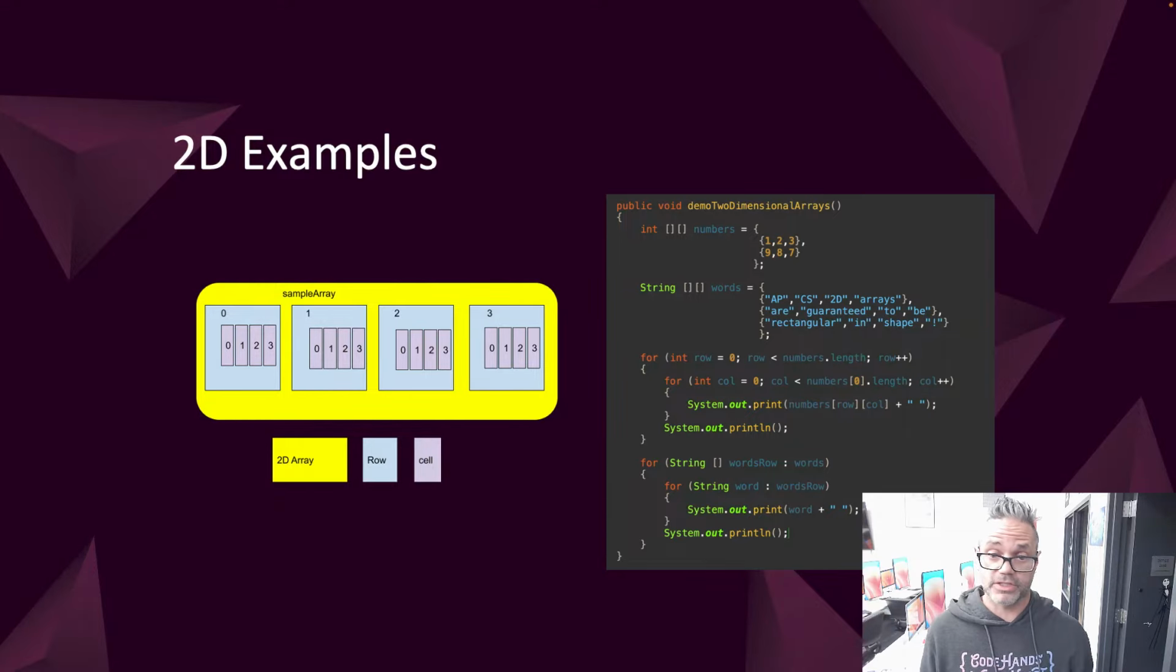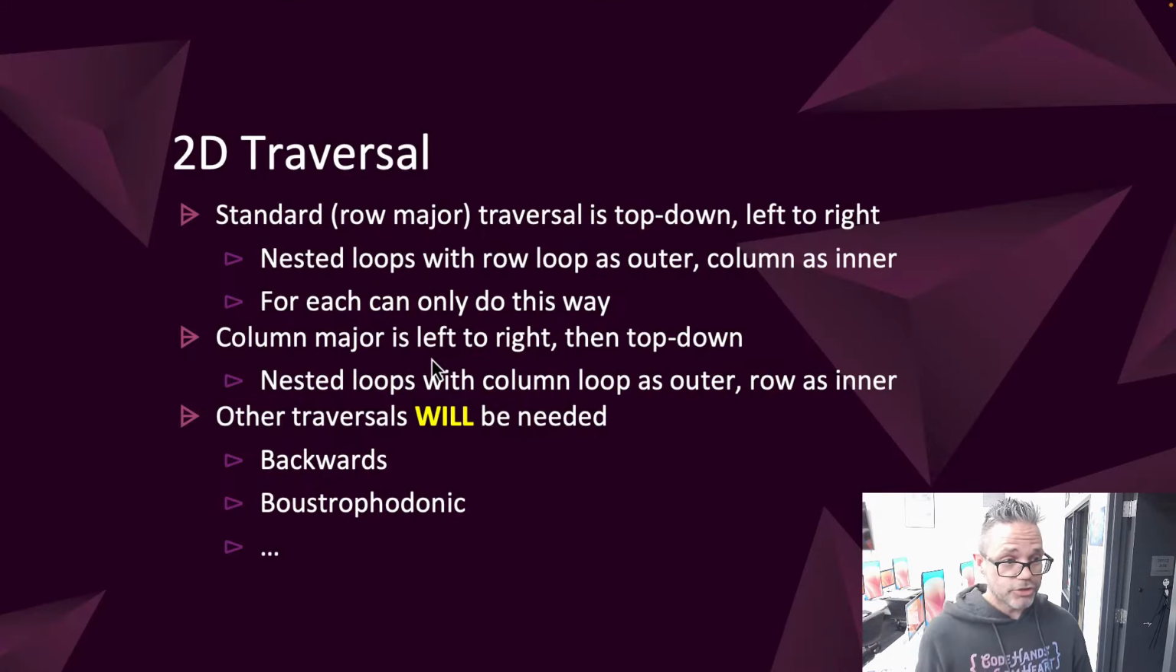Always remember how to process 2D arrays. 2D traversal. So we just saw a couple examples of that right there. The standard row major traversal is what we just showed of how to go top to down, left to right. It's a nested set of loops. So the outer loop is the row, the inner loop is the columns, and a for each can only do it in a standard row major order.